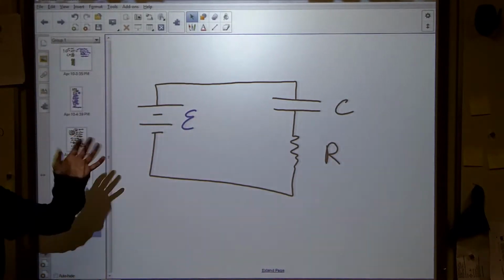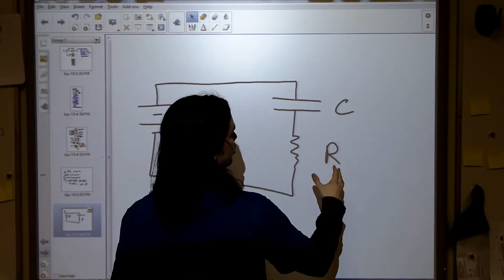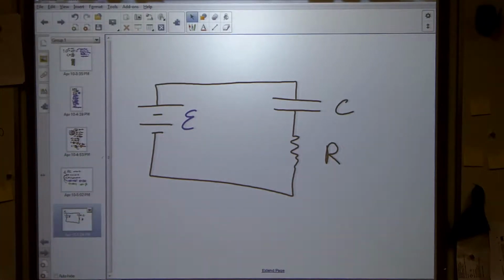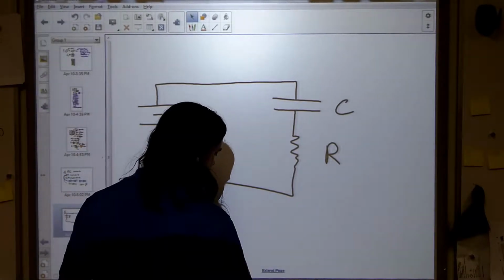Now, these could be any sorts of real-world numbers. This could be 6 volts, this could be 10 microfarad, and this could be 100 ohms. Could be anything. We're going to use variables so that we can actually plug anything in and see what our end results are.